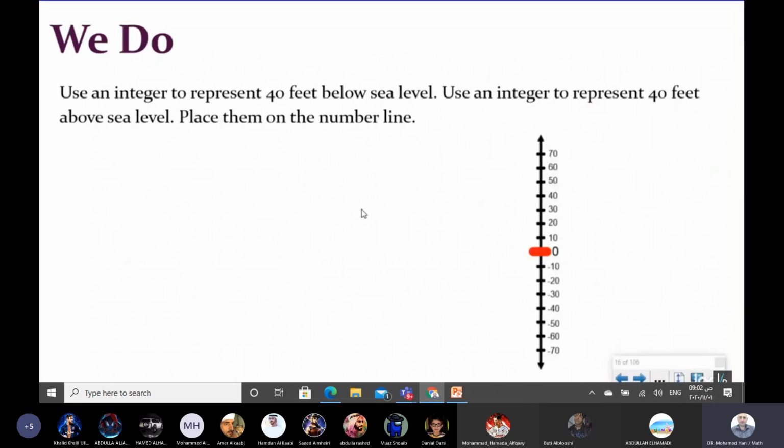Our we do problem says use an integer or a whole number that's either negative or positive, or it could be 0, to represent 40 feet below sea level. Use an integer to represent 40 feet above sea level and place them on the number line. So the first thing I want to do is write down my integers. If I want to go 40 feet below sea level, I know that that's going to be a negative number. So I need to say negative 40 because I want to go 40 feet below 0, taking me into my negatives. My negative sign is the direction that I'm moving away from 0.